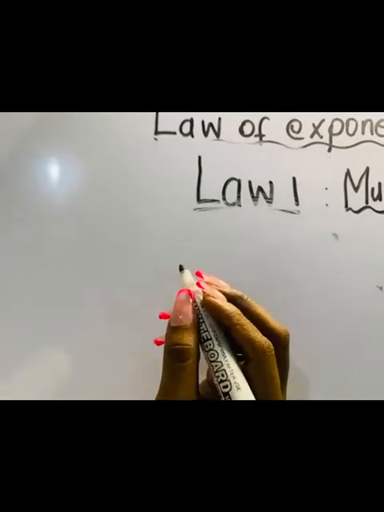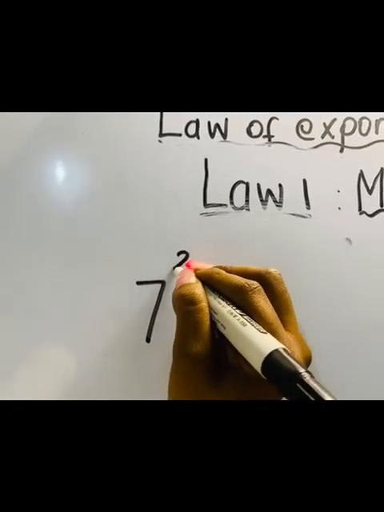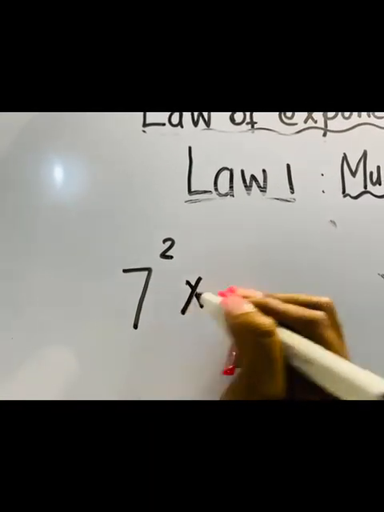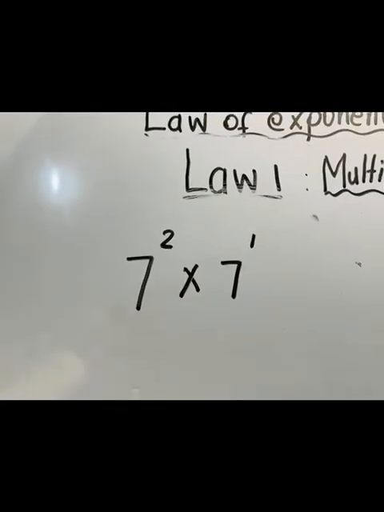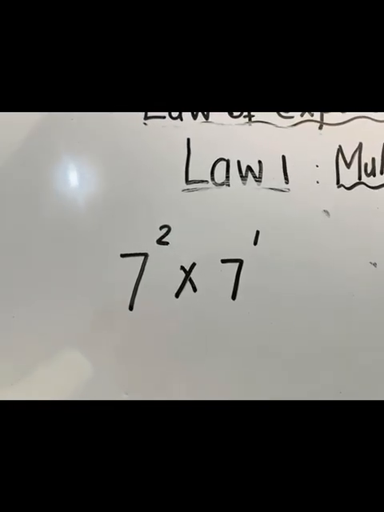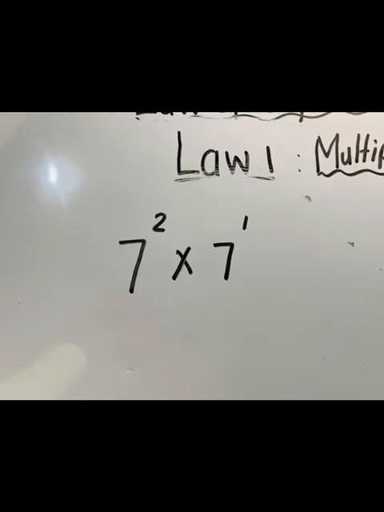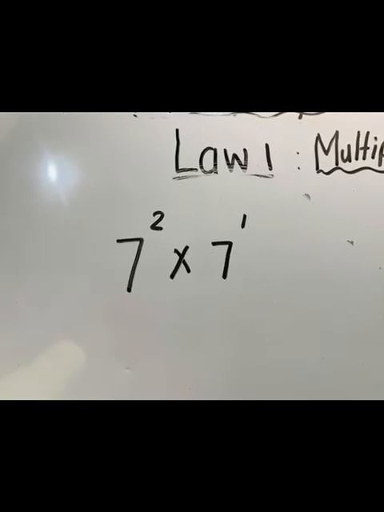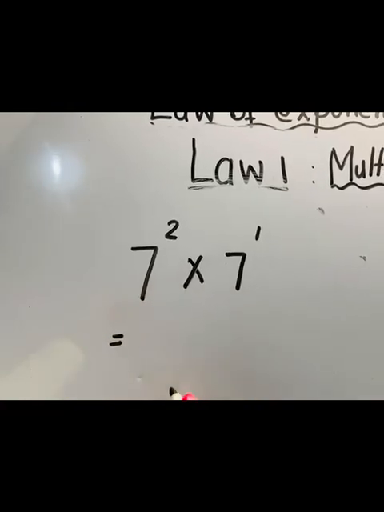So let's say we have another base. Now I'm giving you 7 to the power of 2 multiplied by 7 to the power of 1. Pause the video, 5 seconds, do the sum, and let's see. 1, 2, 3, 4, 5. Right. Time is up.